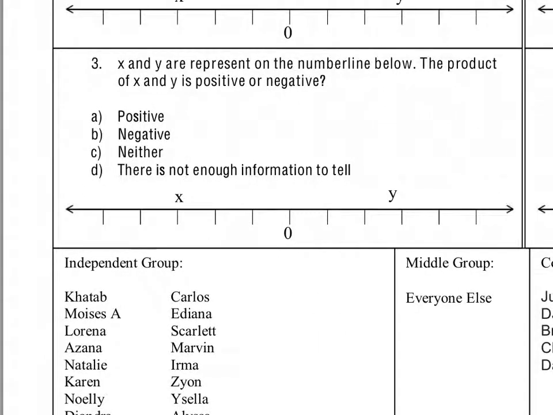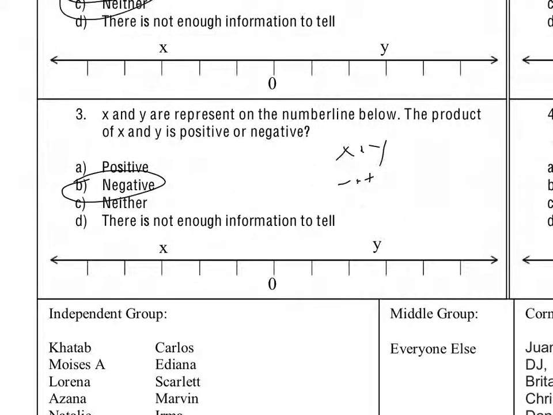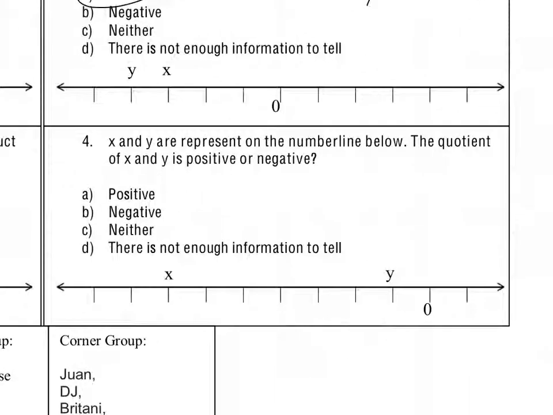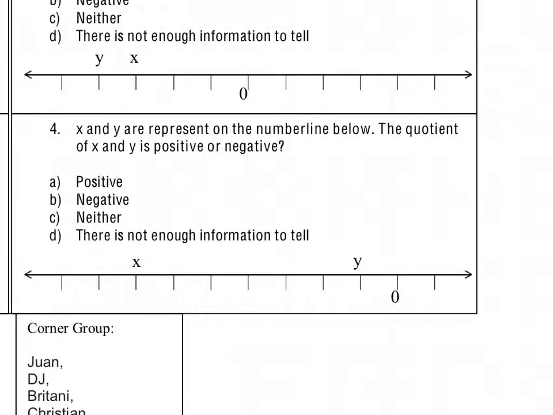We have the product of x and y, so we have x times y. We have a negative and a positive again, so that's going to be a negative. And finally, we have the quotient of x and y, where x and y are both negative. So we have a negative divided by a negative, which again is a positive.